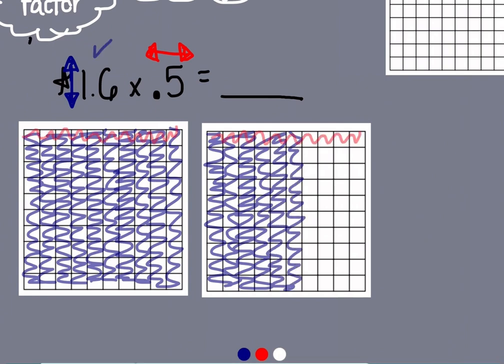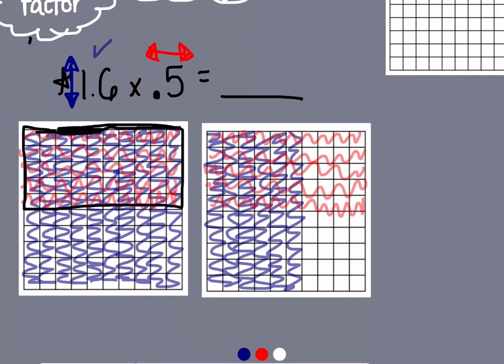So I shaded in 1.6 vertically. I'll shade in 0.5 horizontally, like I said, across all the figures. And then I'm going to make boxes around both figures, and that's going to help me find out my product. Of the first one, it's a 5 by 10 array, which means that I have 50 hundredths.